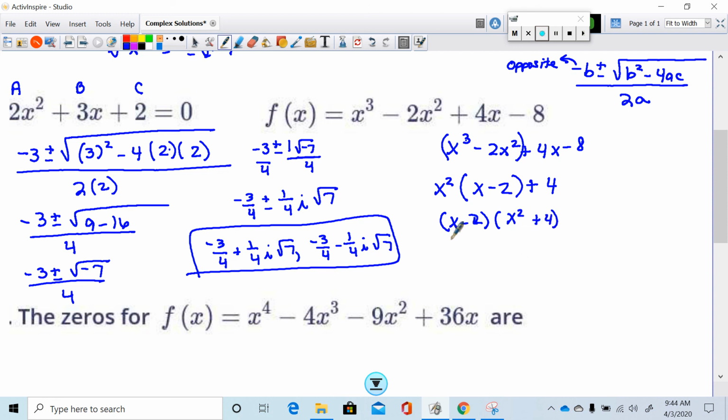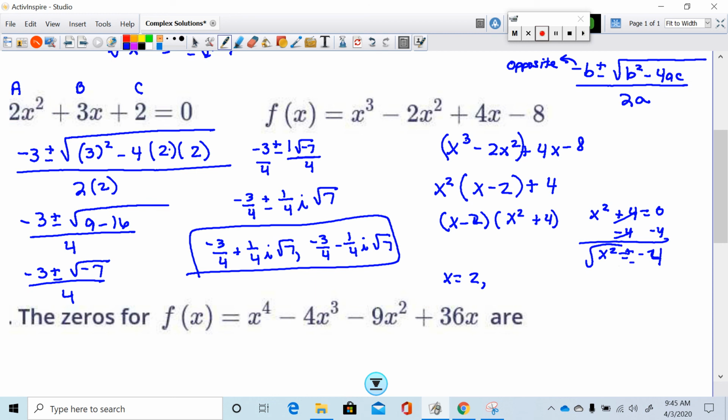Okay, if you have parentheses that don't have any exponents in it, you can just take the opposite of the number in there. So the opposite of negative 2 is positive 2. Now this one you do have to solve. So I'm going to come out to the side and set that equal to 0. So I'm going to subtract 4 from both sides. So x squared equals negative 4.